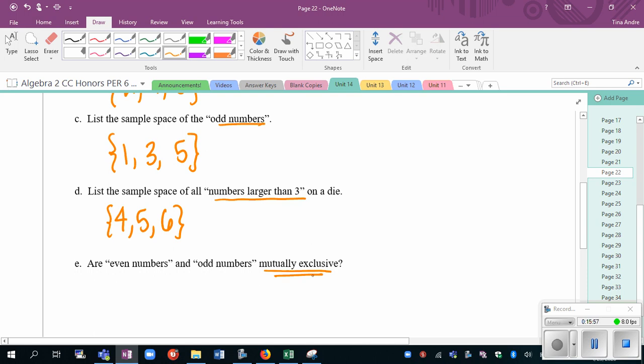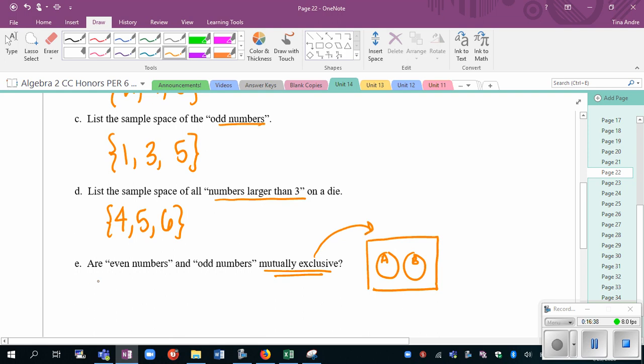So mutually exclusive means that they have no possible outcomes in common. So meaning they're completely disjoint, they're completely separated. So are even numbers and odd numbers mutually exclusive? The answer would be yes, because you can't be both even and odd at the same time. You're either odd or you're even. You're not both. There's no overlap. So in thinking of a Venn diagram, mutually exclusive would basically be two circles that are never connected. They're disjoint. There's nothing in common. So that's kind of a visual look to it.